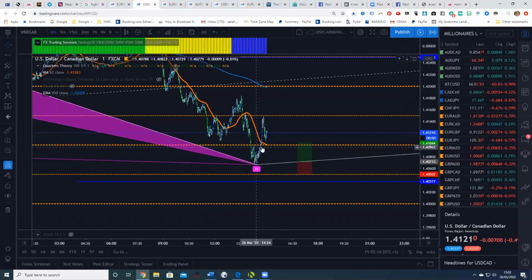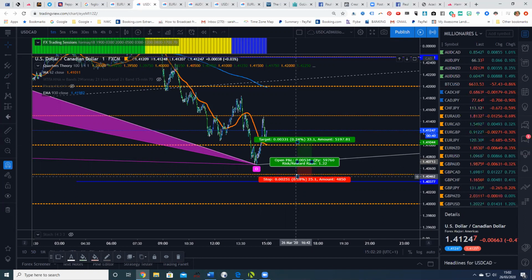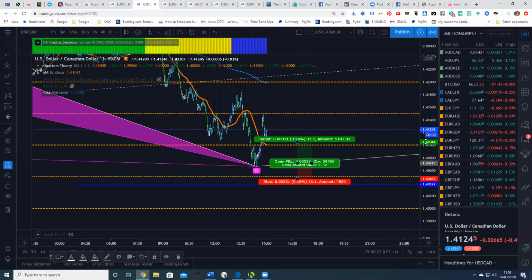So on the 1 minute, I'm going to look at this for a trade. I might use a bigger stop loss because of how wacky the market is at the moment.